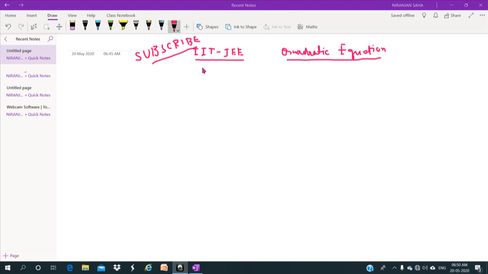Students, again I discuss some questions from IIT Joint. Today I take the topic from the chapter Quadratic Equation. Previous year's questions from IIT. So, let's see a question from IIT.